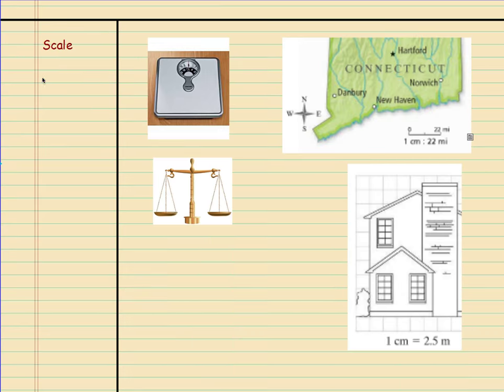So let's look at what scale is. Now there's two types of scale. This is a bathroom scale, and this is a scale used to measure how heavy something is in relation to something else. Now we're not talking about these kinds of scales in this lesson. What kind of scale are we talking about?